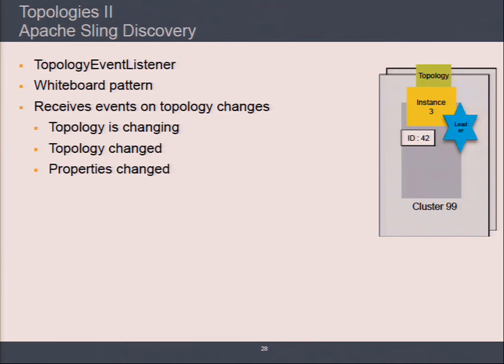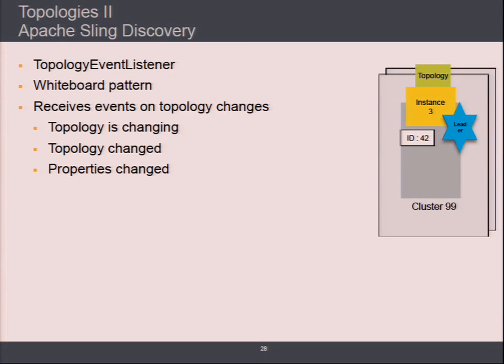And on the implementation side, if you're interested in the topology, you can use a whiteboard pattern, implement a listener service we have defined. And you get events whenever something changes in your topology. If a new instance is coming up, if it's going down, if the properties are changing somewhere, if the leader election changes because the leader went down or something like that. So you can use that to do some interesting stuff.